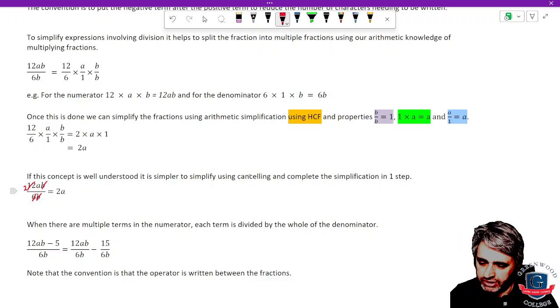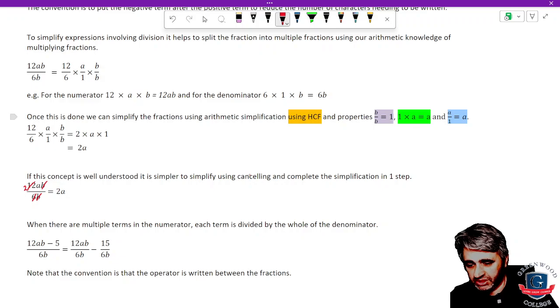Now that method's great if you understand what it is that you're doing. But it does get untidy, as you can see from here, quite quickly.